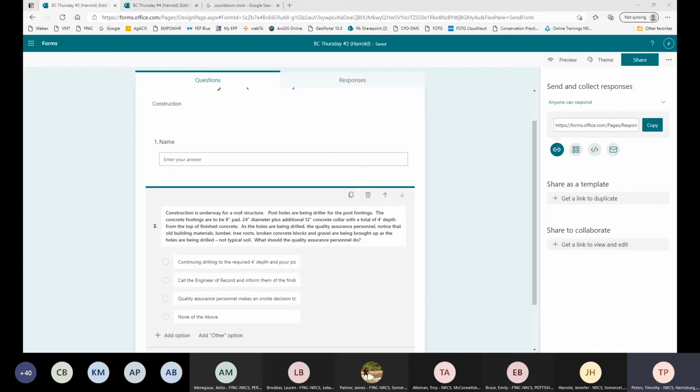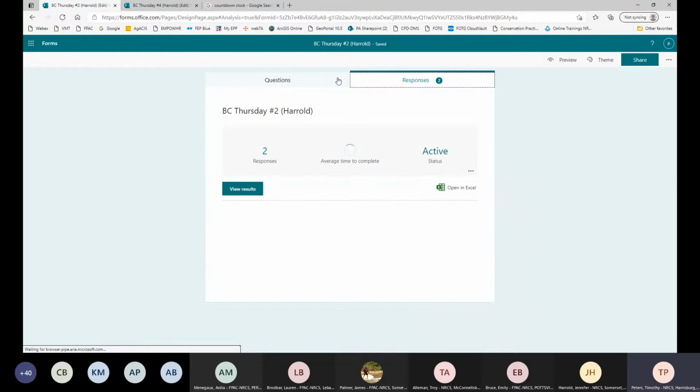All right, folks, it should be in the chat there for you, but construction is underway for a roof structure. Potholes are being drilled for the post footings. The concrete footings are to be 8-inch pad, 24-inch diameter, plus an additional 12-inch concrete collar with a total of 4-foot depth from the top of the finished concrete. As holes are being drilled, the quality assurance personnel notice that old building materials, lumber, tree roots, broken concrete blocks, and gravel are being brought up as the holes are being drilled. Not typical soil. What should the quality assurance personnel do? And there's several options for you there.